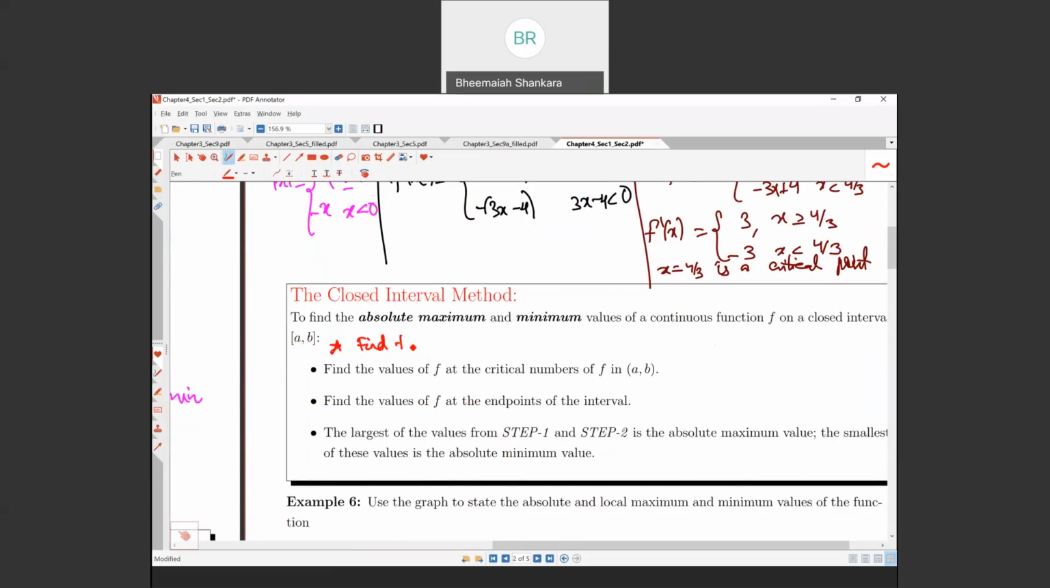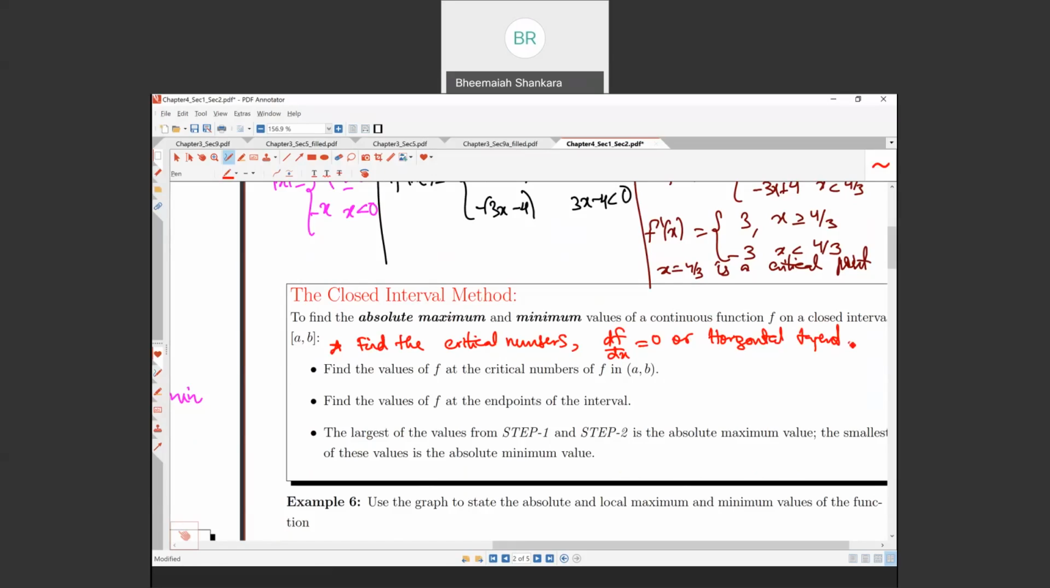You want to make a note here before the first step that when you find the critical numbers, you want to set df over dx equal to 0, or you want to find the horizontal tangent.